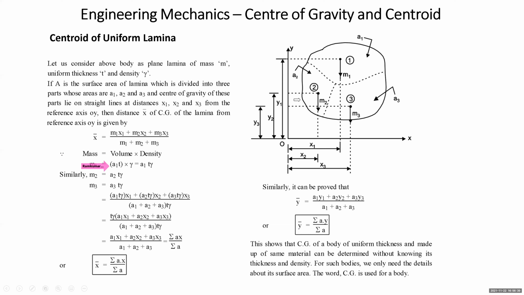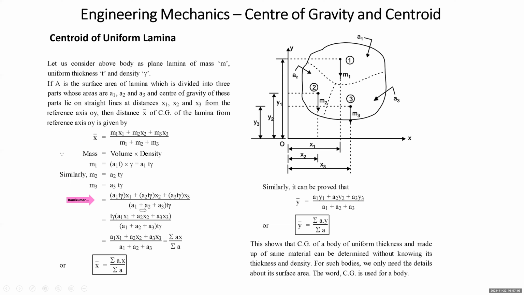Similarly, what will be the mass of part 2? What is the volume of part 2? A2 T. What is the volume of part 3? A3 into T. Just multiply with the density. So mass of part 2 is A2 T gamma. Mass of part 3 is A3 T gamma. Now we'll substitute the values of M1, M2, M3 in the same formula. M1 is A1 T gamma, M2 is A2 T gamma, M3 is A3 T gamma.